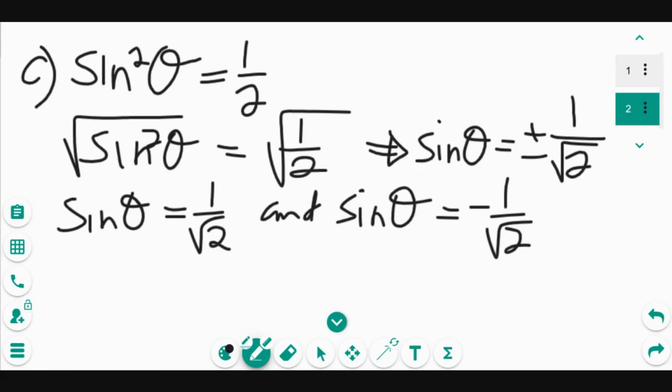Maybe someone is asking, but why positive or negative? The square root of 4 is 2 or negative 2. You can prove that. When you square each one of them, you get 4. When you square 2, you get 4. When you square negative 2, you also get 4.